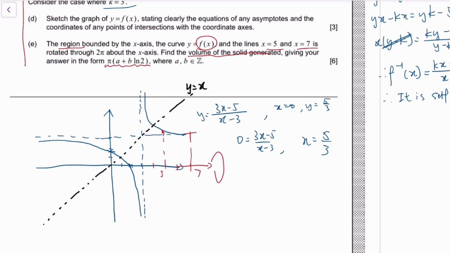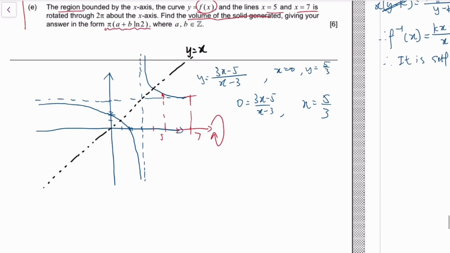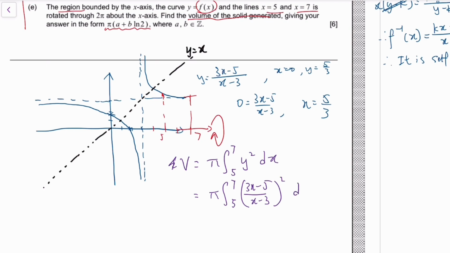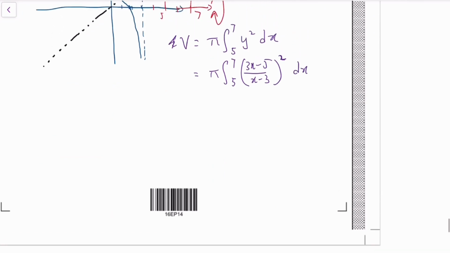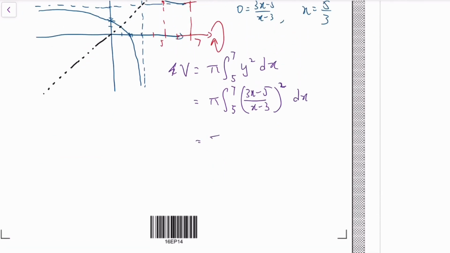Okay, the curve of f(x), from 5 to 7. Rotate it through the x-axis, find the volume of revolution. I don't think this is difficult because there's a formula: pi integrate from 5 to 7 of y squared dx. Although this might not be the hardest question in this section, it is certainly not easy to integrate this thing squared.